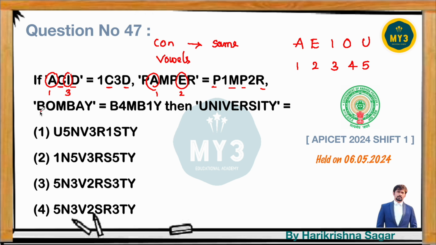So in a similar way, in Bombay, what are the vowels? The vowels are going to be O and A. O is coded as what? 4. A is coded as what? 1. The remaining consonants are as they are. So using similar logic, they are expecting us to find out what the code for university is. So you can find out the code for university. I hope you understand the logic. So figure out what the vowels available here are, give the coding like this, and keep the consonants as they are. And try to answer the question in the comment box.